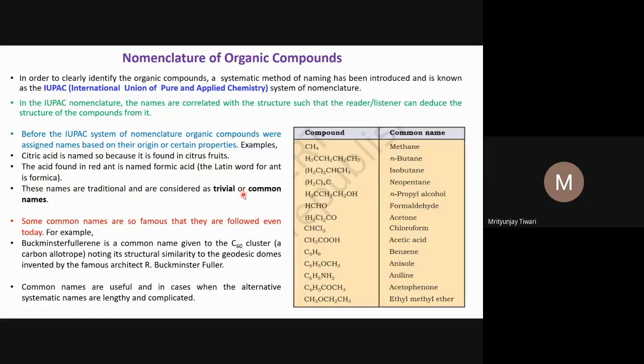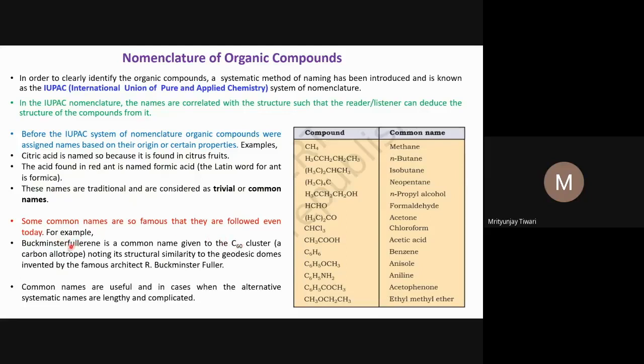Common names may not tell you the structure of the compound. But some common names are so famous that they are important even today, and they are followed in chemistry books as well as for your exam purposes. Their names are also important. So some common names are so famous that they are followed even today.